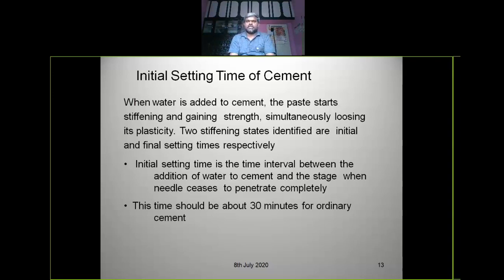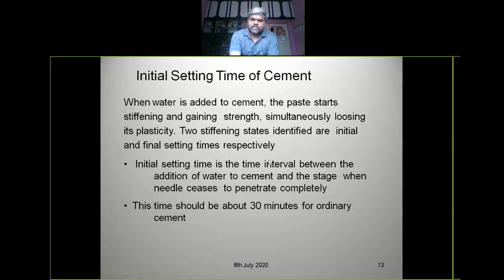Actually, what is setting? We saw in the last class flash setting cement, which has high calcium content and low or nil gypsum content, so the cement can set within 3 minutes or 5 minutes like that. Why is it required? When water is added to the cement, the paste starts stiffening and gaining strength, simultaneously losing its plasticity. The two stiffening stages identified are the initial and final setting times respectively.